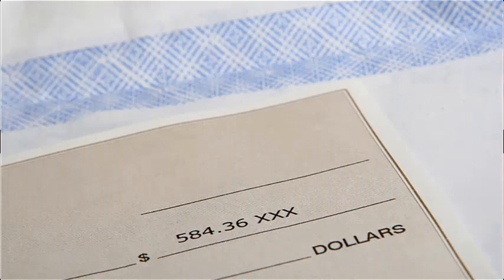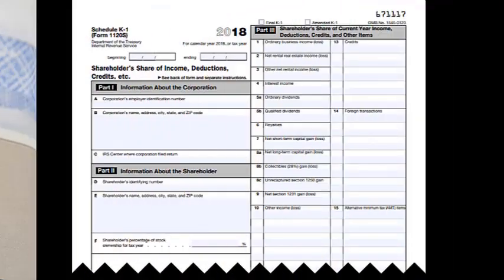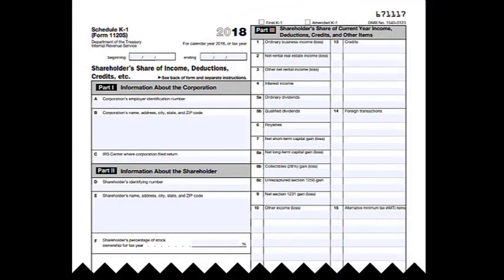Shareholders who perform services for an S corporation are paid on a W-2, so you must take a compensation as an S corporation. Your losses and your profit flow through to your personal tax return. At the end of the year, you get what's called a K-1 from that S corporation, which you will file on your personal tax return.